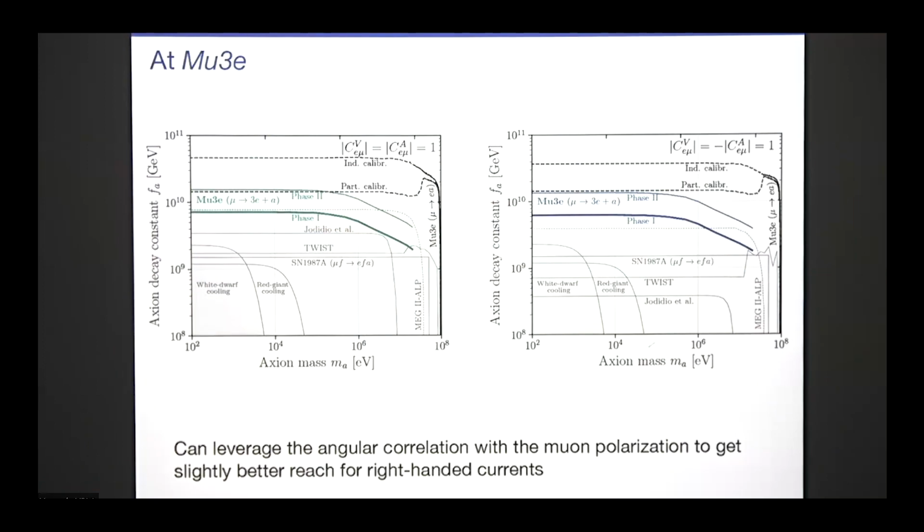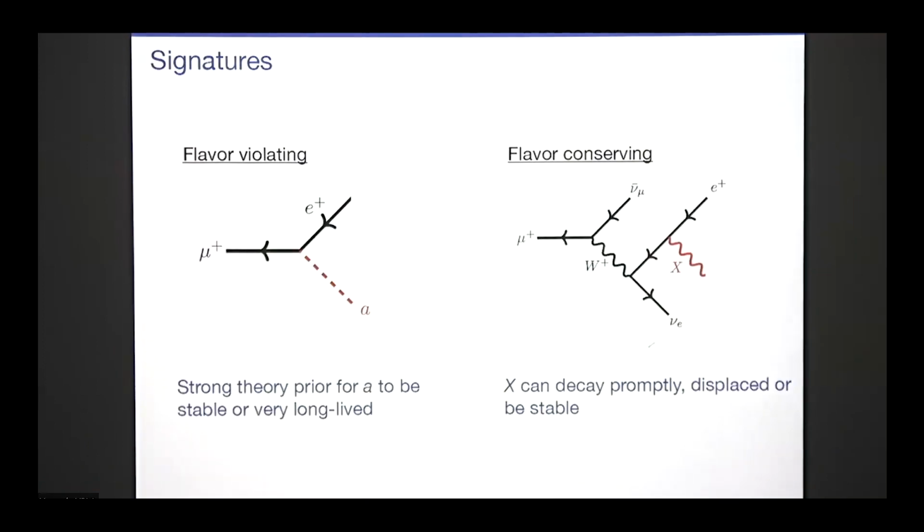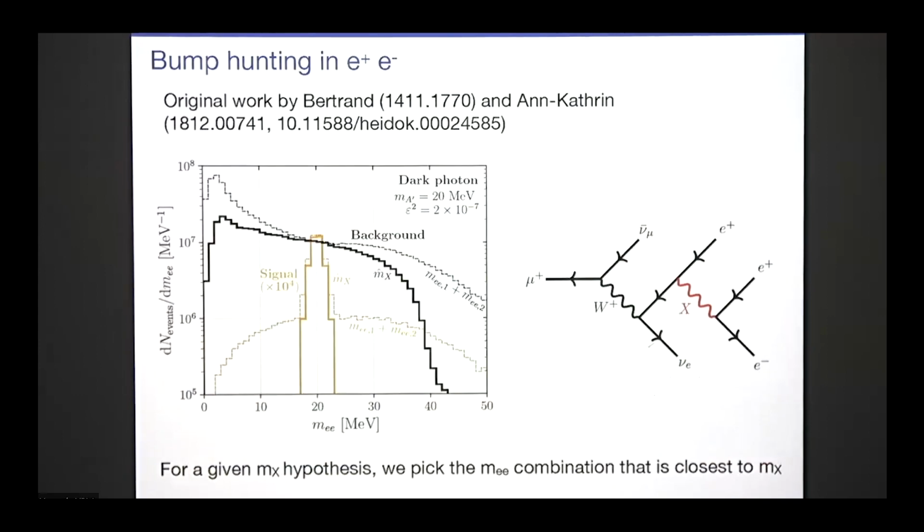Good. Then for the second half, I'm going to talk a little about the flavor conserving case. This is also following up on work by Bertrand and Ann-Kathrin. The idea here is that instead of radiating off a standard model photon, maybe you're radiating off some dark sector state from either the electron or the muon over here. And you're looking just for a bump hunt, basically, in the e+e- spectrum.